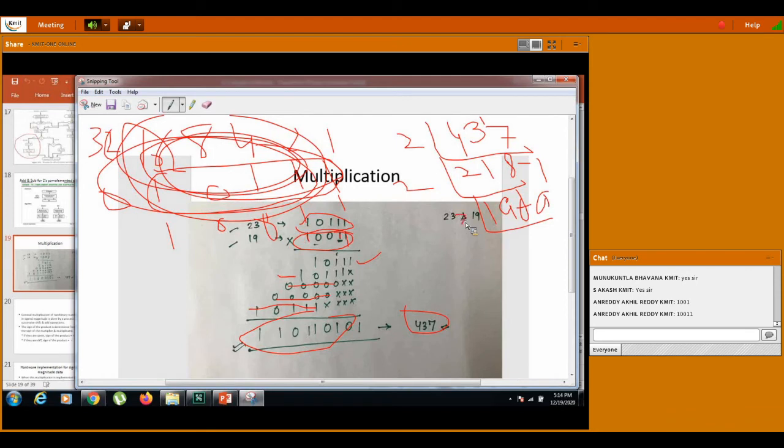Now again go for 2. 2 9s are 18, 1 is the remainder. 2 5s are 10, 0 is the remainder. Again go for 2 here, 2 4s are 8 and 2 7s are 14, 1 is the remainder. Again go for 2 here, 2 2s are 4, 2 3s are 6, 1 is the remainder. Again you go for 2, you will get 2 1s are 2, 2 1s are 2, 1 is the remainder.